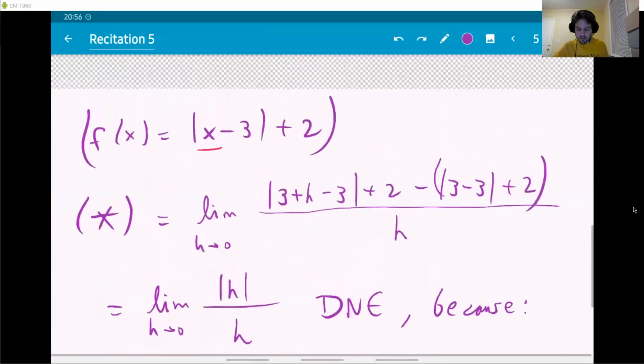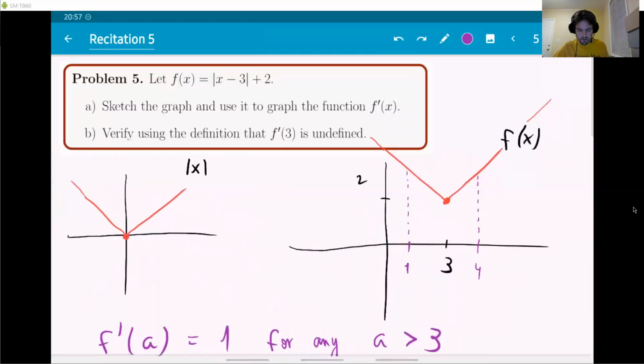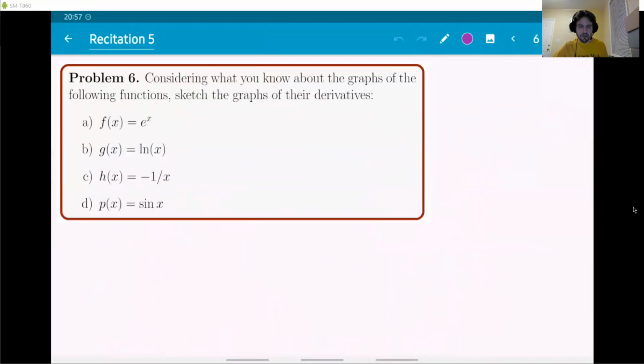So this finishes this problem. Last one that I want to talk about. Problem 6: considering what you know about the graphs of the following functions, sketch the graphs of their derivatives. So these are all functions that we will be able to compute a derivative for later. But at this moment, we don't know.